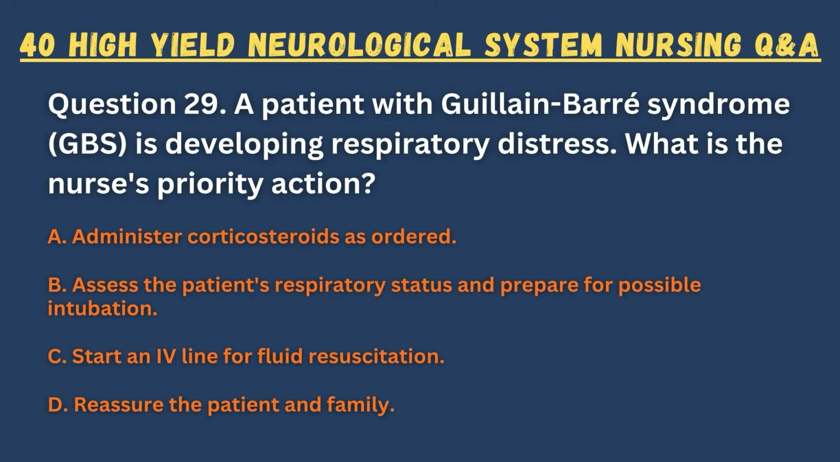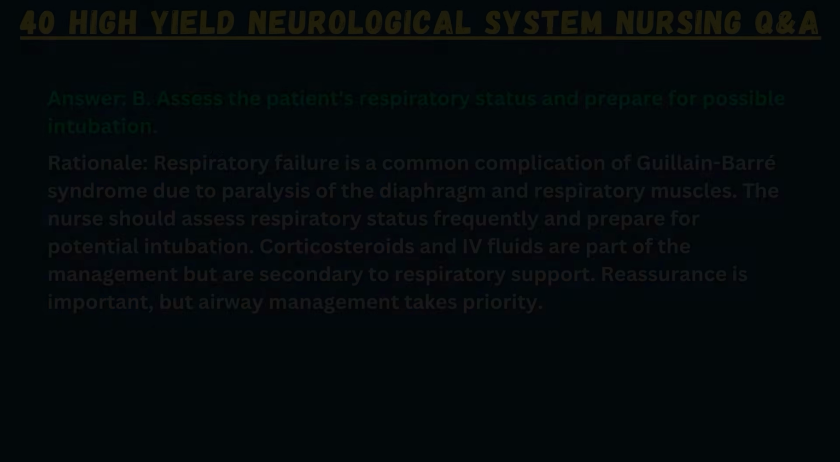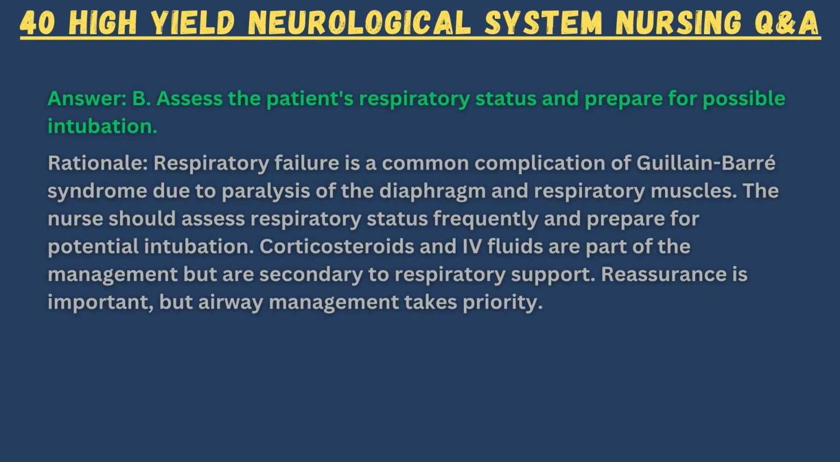Question 29. A patient with Guillain-Barré syndrome (GBS) is developing respiratory distress. What is the nurse's priority action? A. Administer corticosteroids as ordered. B. Assess the patient's respiratory status and prepare for possible intubation. C. Start an IV line for fluid resuscitation. D. Reassure the patient and family. Answer: B. Assess the patient's respiratory status and prepare for possible intubation.